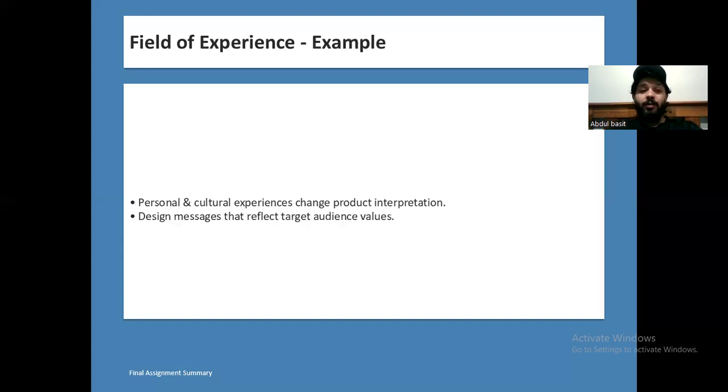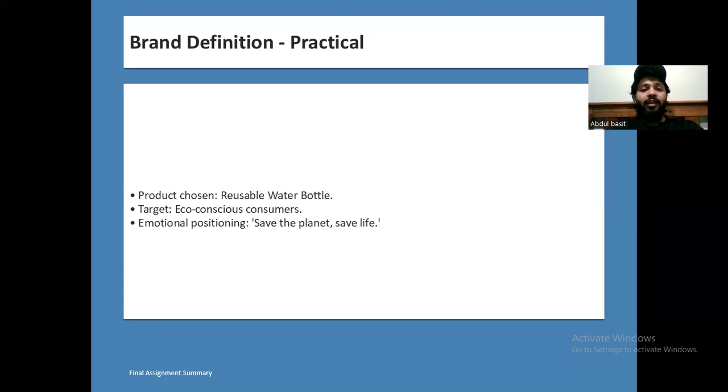As an example, an ad about fitness might inspire a young urban audience, but the same ad might not resonate with audiences in rural areas who have different priorities. This assignment taught me that effective communication requires empathy. Marketers must step into the customer's world to design messages that connect at a deeper level. So let's move to the next very important section, the brand definition.